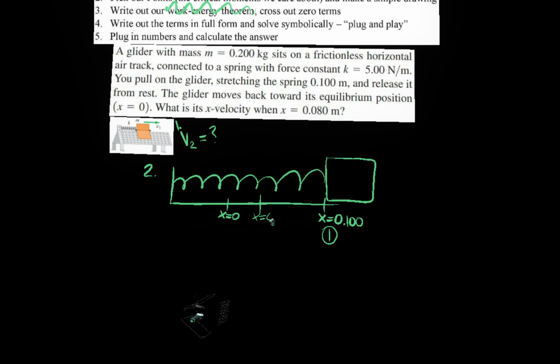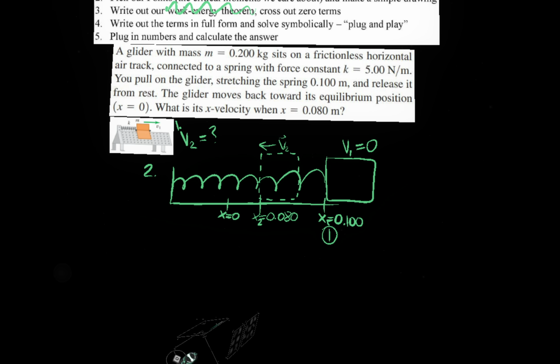x equals 0.080. So when the block gets to here, that's our block, and it's moved. It has some velocity in this direction, and we want to know what that velocity is, v2. Its velocity here, you pull it back, and before you let go, it was at rest. So this is v1, and it's equal to 0. And this is x1, and this is x2.